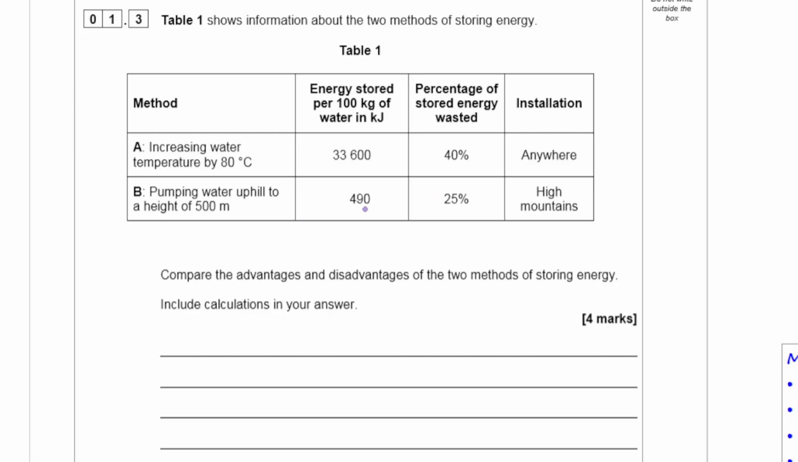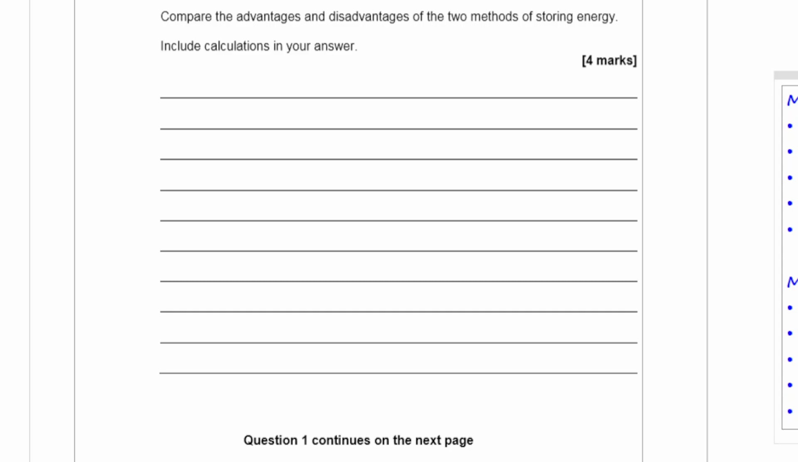For method B, the advantage is it wastes less energy. The disadvantage is limited installation places and less energy is stored. So here's the model answer for both these.